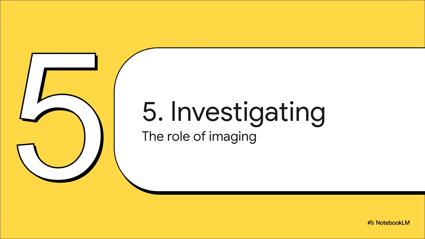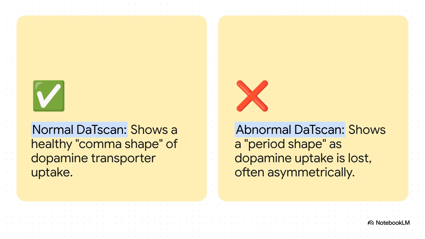Okay, so let's move on and talk about investigations. How can modern imaging actually help us support a clinical diagnosis, especially when the picture is a little bit murky? A really useful tool here is the DaTscan. It's a specialized brain scan that lets us visualize the dopamine transporter system. In a healthy brain, the image has this distinct, bright, comma shape. But in someone with a primary dopamine problem, like Parkinson's, that comma is lost and it degenerates into more of a period shape.